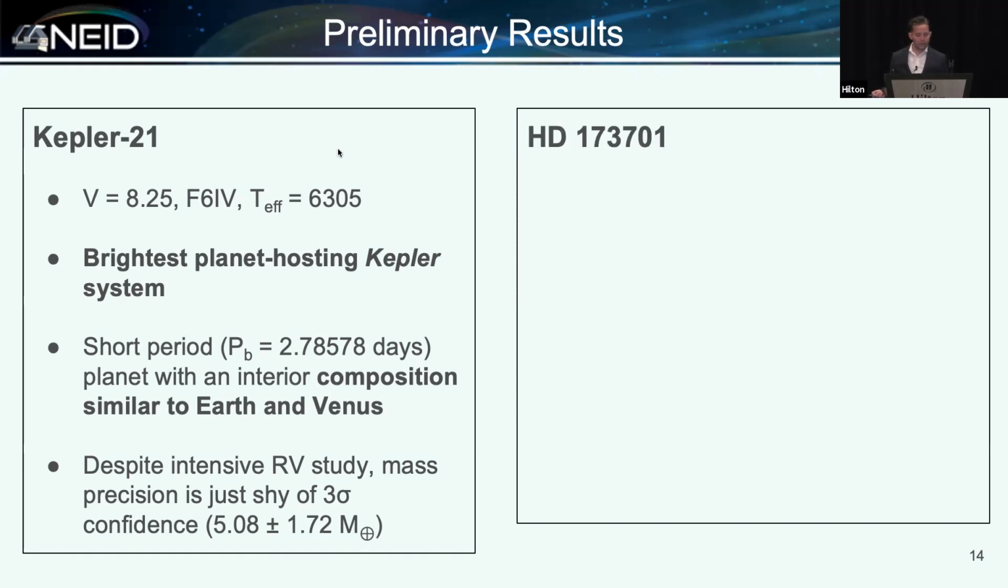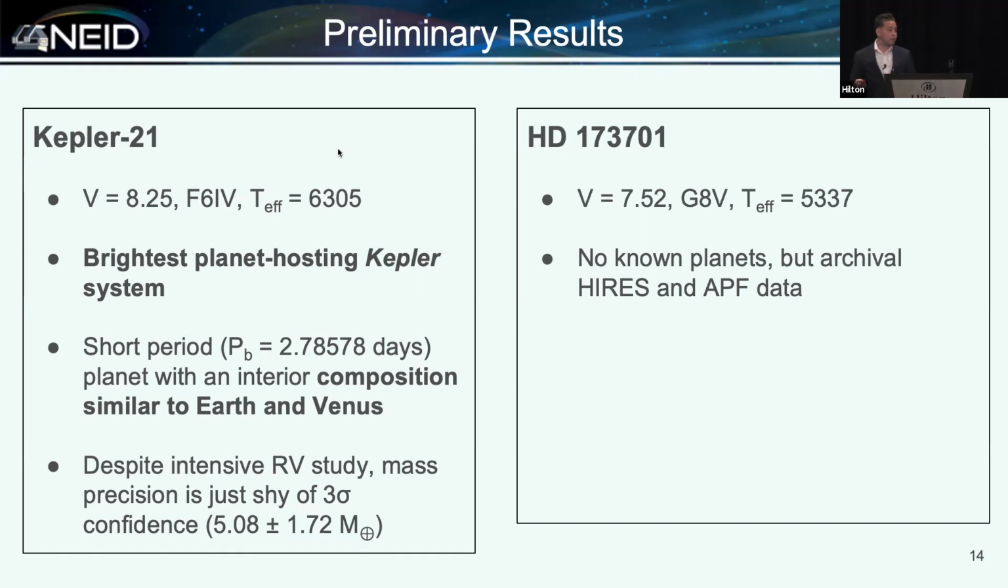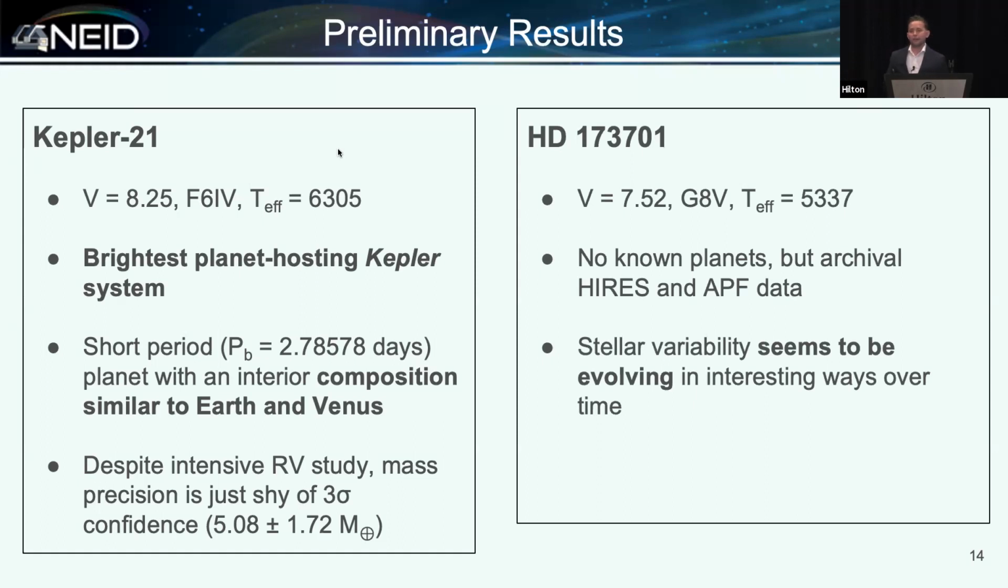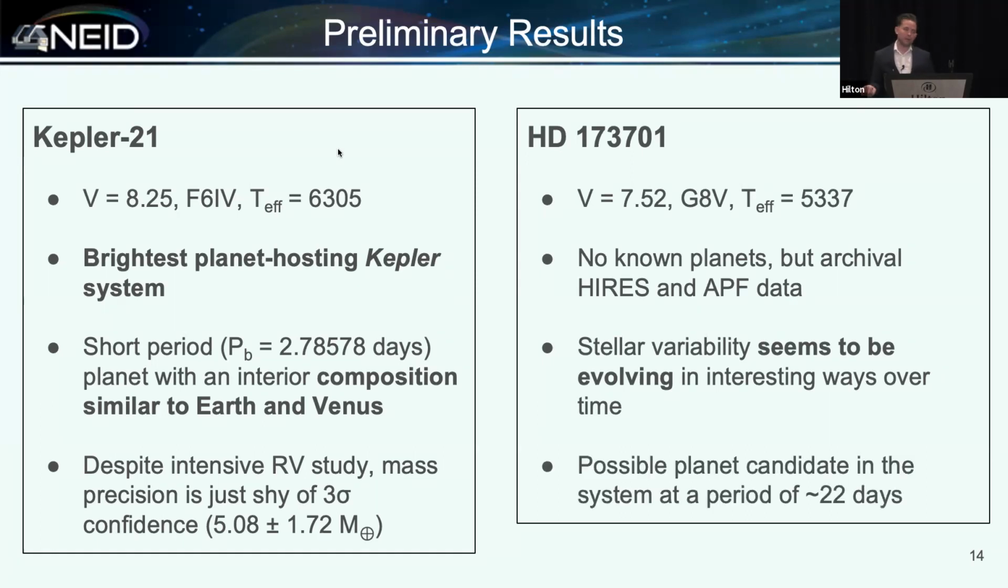Another target I want to bring up is HD 173701. Now, this target is a fair bit brighter, but it's probably not known to anybody here because it has no known planets, but it has a lot of archival high-res and APF data that have allowed me to perform some interesting analyses on this. And in particular, these in combination with photometry have revealed that stellar variability in this system seems to be evolving on short to long to medium length timescales in interesting ways. We also have discovered what we think to be a planet candidate in the system, but that's not really the focus of my project and my talk here, so I'll keep the discussion of that to a minimum.